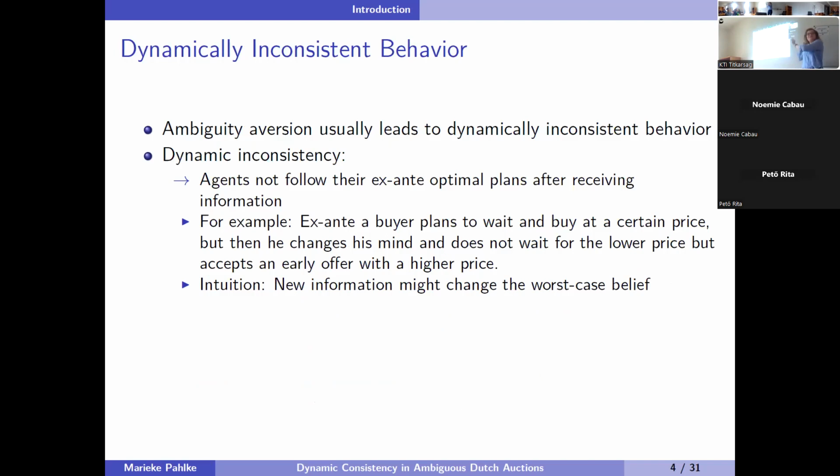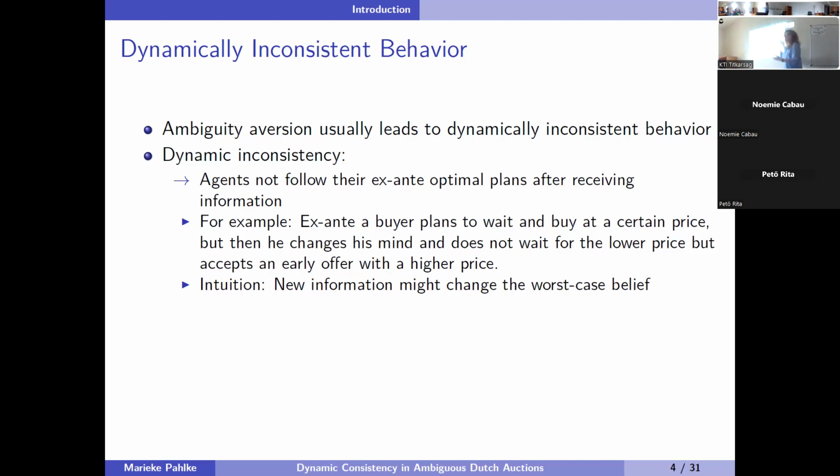Okay, so why do we have to care about dynamic consistency or inconsistency? Because in settings, dynamic settings with ambiguity, we can have dynamically inconsistent behavior. And this comes exactly from this worst-case consideration. Just imagine you learn that your worst case can no longer occur, then your new worst case would put the highest possible probability on the second-worst-case event. So your new worst case is not a Bayesian update of the ex-ante worst case, and that can imply dynamically inconsistent behavior.